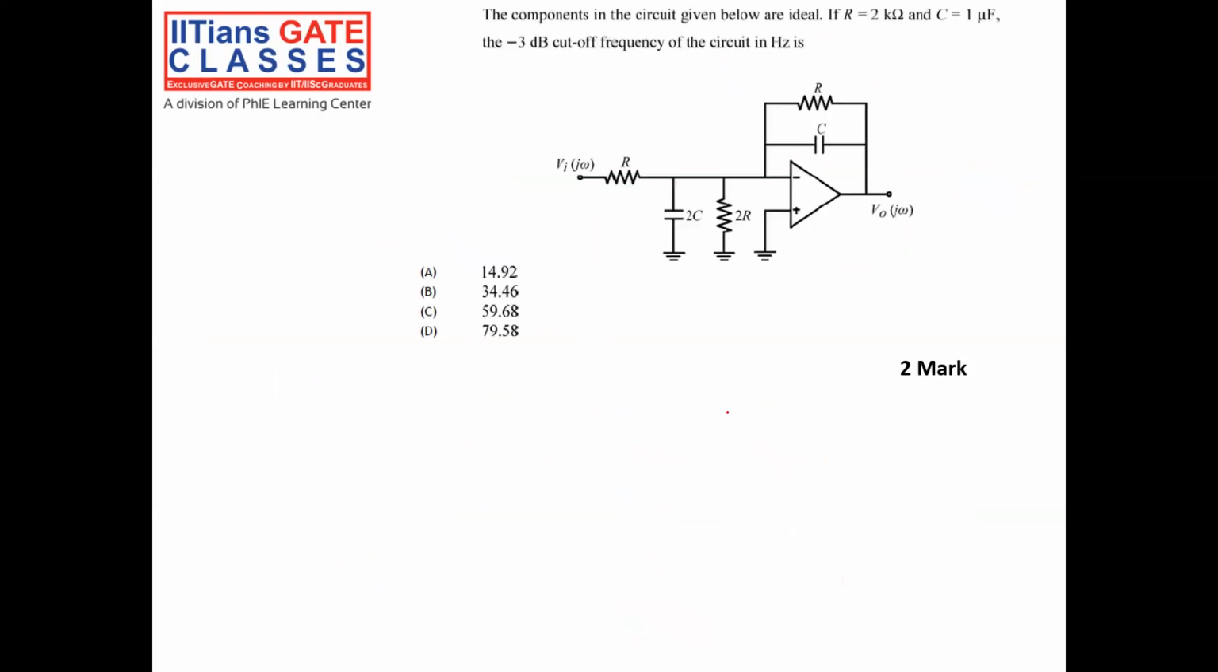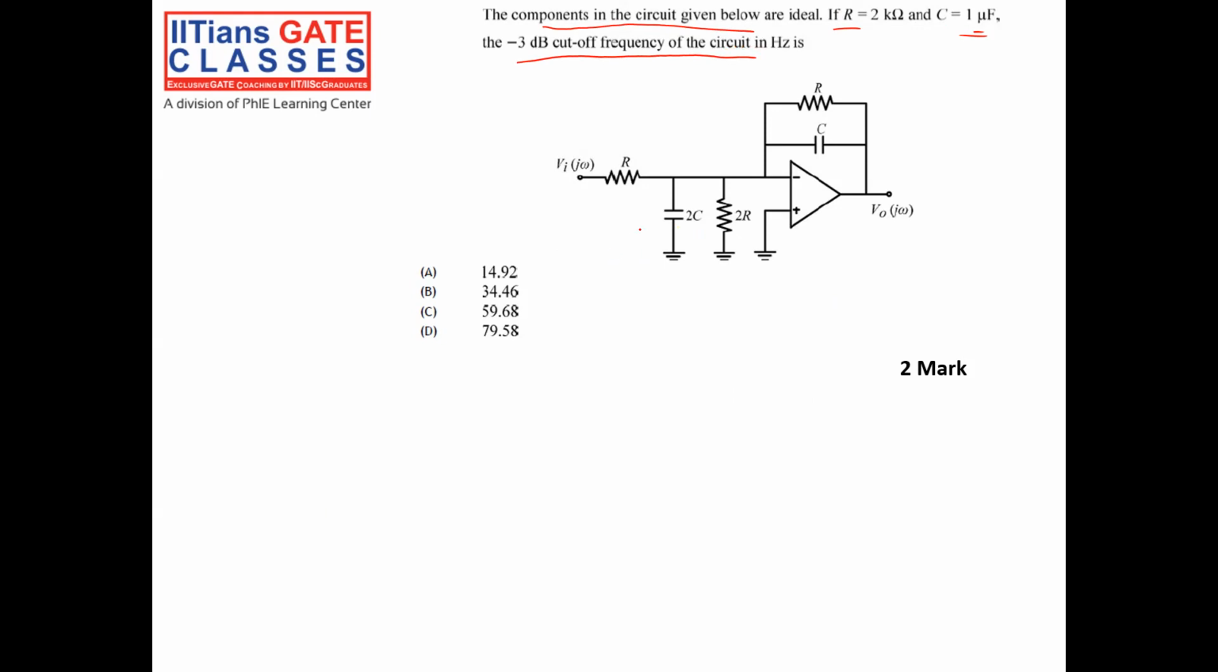Okay, so in this circuit, the components in the circuit given below are ideal. R and C are given as 2K and 1 microfarad. It is asking to calculate the 3 dB cutoff frequency of the circuit. So I have to find V0 by Vi, and I have to see at what frequency V0 falls by 3 dB, right?